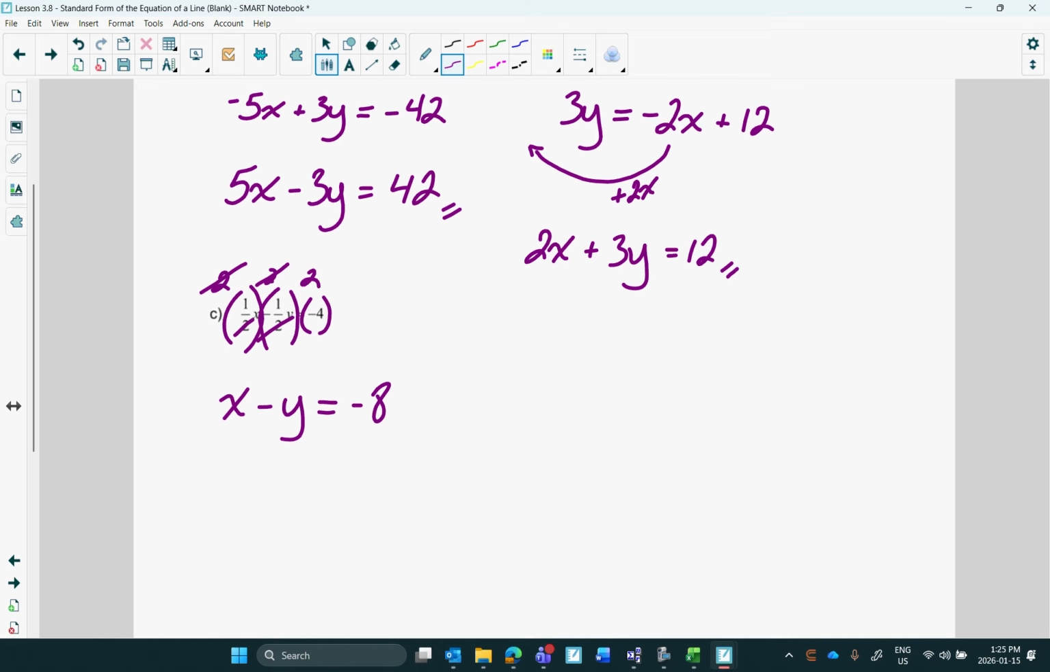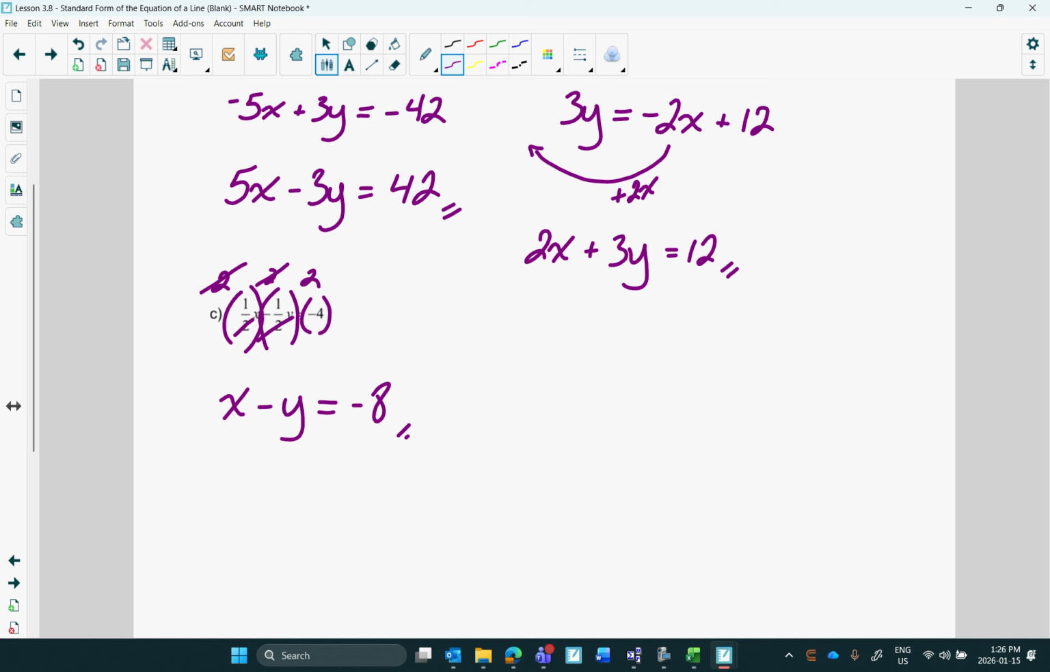Am I done? No. Do I have the X and Y in the right spot? Do I have the number in the right spot? Are there any fractions? No. Is there a negative in front of the X? Done. That's it. Okay.